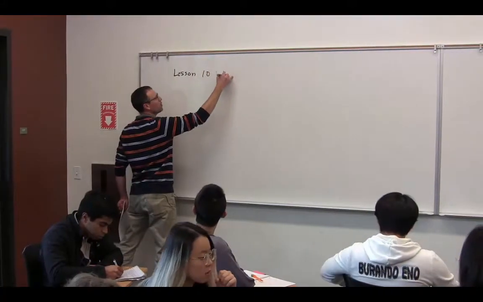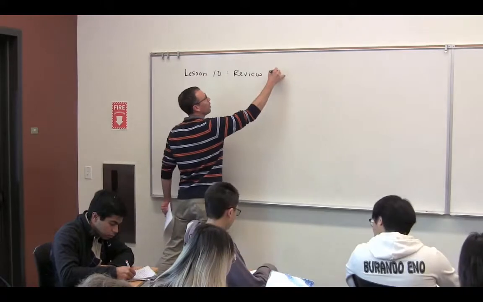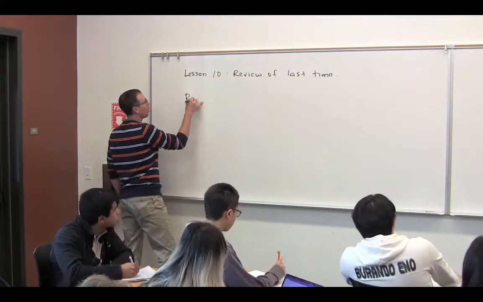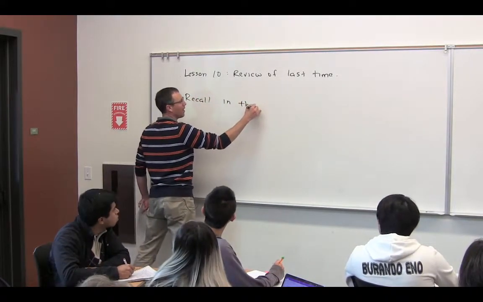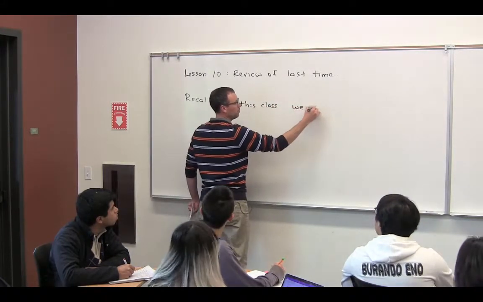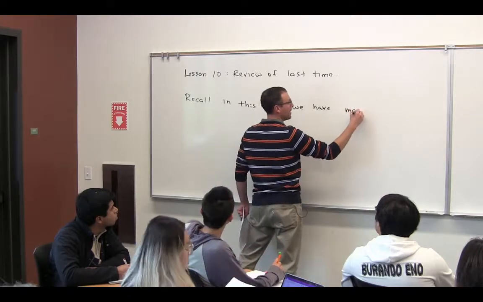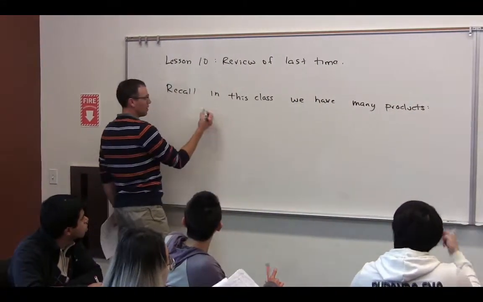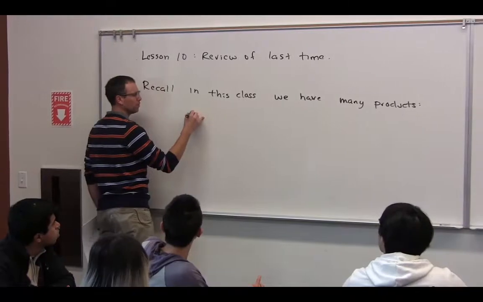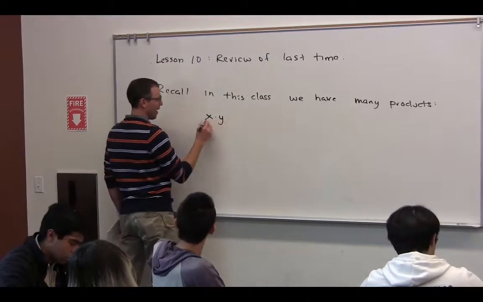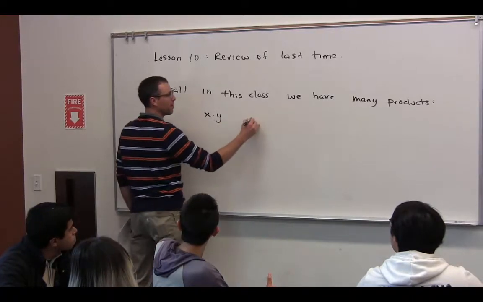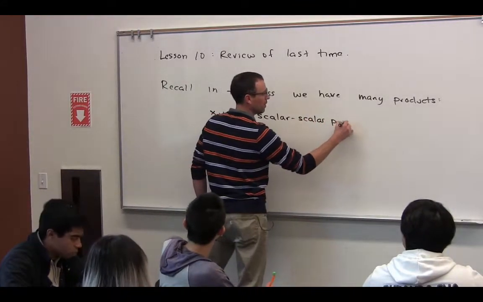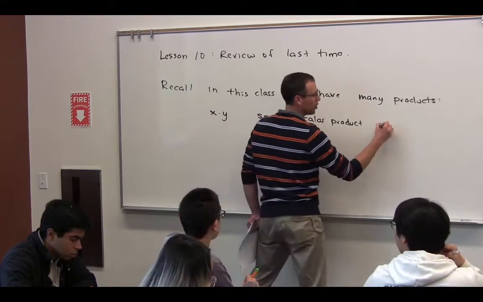Lesson 10 review, I suppose we'll call it, of last time. So recall, in this class, we have many products. We should actually list them. If I say x times y, no vector hats, no extra information, we might say that this is what we call the scalar product.